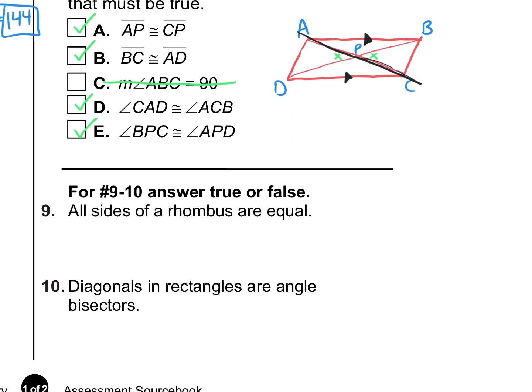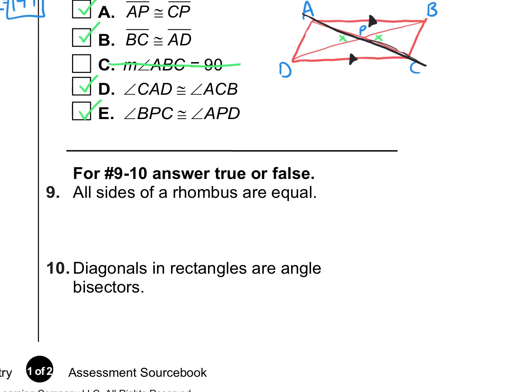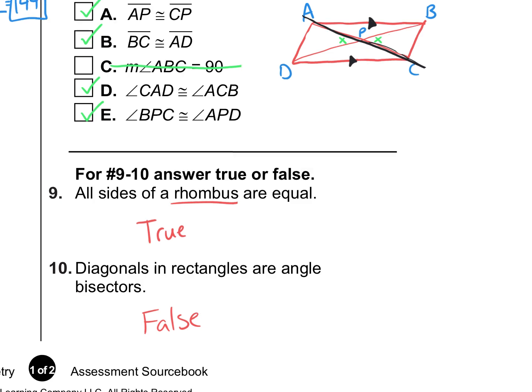All right, last one's on the front, 9 and 10. True or false? All sides of a rhombus are equal. That one is true. One of the properties of rhombus is that all sides are equal. Okay. And then number 10, diagonals and rectangles are angle bisectors. That one's false. Yep. What if I asked you, are all sides of a rectangle equal, true or false? False. Diagonals and squares are angle bisectors. True.